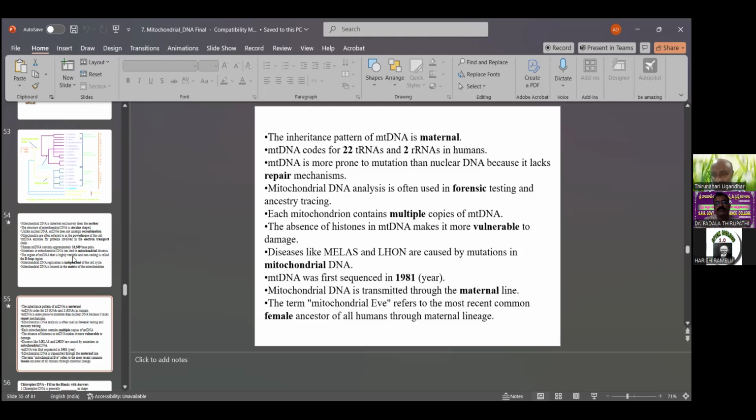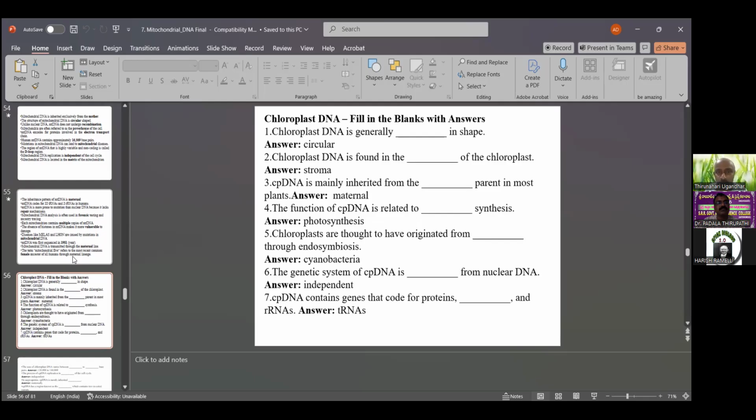The term mitochondrial Eve refers to the most recent common female ancestor of all women through the maternal line. Females also play a major role in carrying inherited characters of the DNA from the parent to the daughter generation. Now the chloroplast DNA.